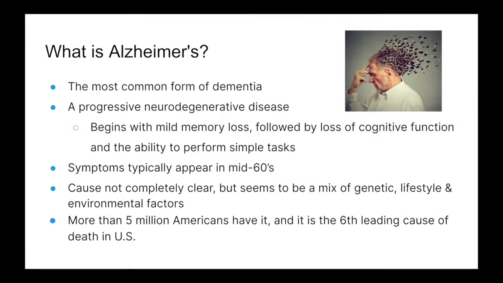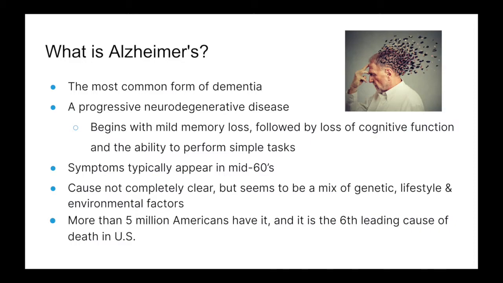So what is Alzheimer's? Simply put, Alzheimer's is a progressive neurodegenerative disease and the most common form of dementia. The most common and well-known symptoms include memory loss, as well as the loss of cognition and the ability to perform simple tasks that come with the disease's progression.